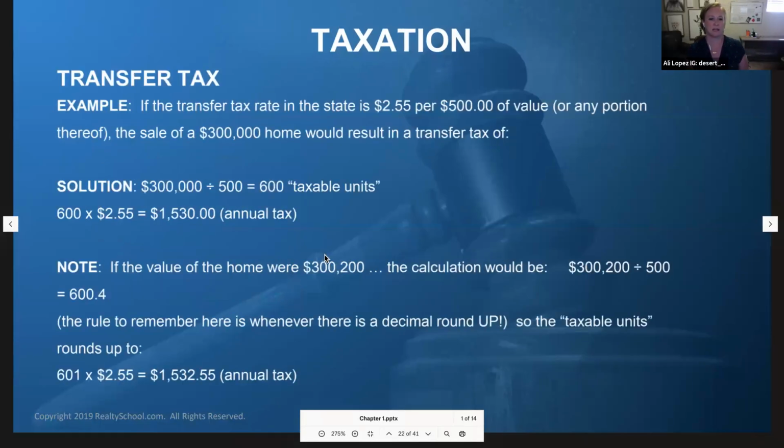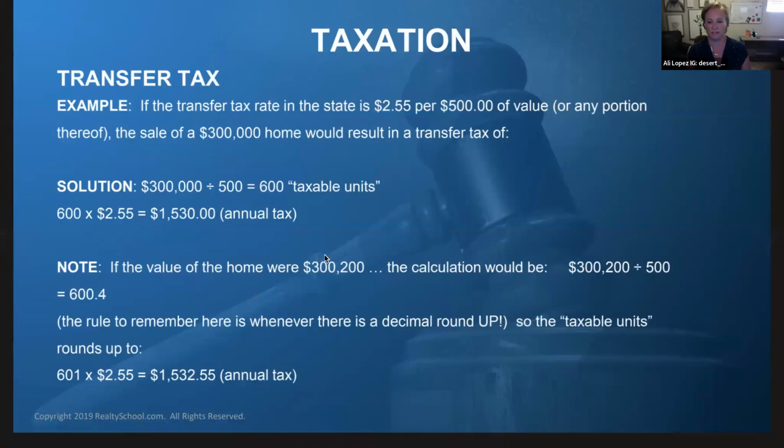Okay, if the transfer tax rate in the state is $2.55 per $500 of value or any portion thereof, the sale of a $300,000 home would result in a transfer tax of what? Okay, we have to find out how many units of $500 are in the $300,000, because each $500 piece of value is going to be multiplied by the $2.55. So if we divide 300,000 as a whole, how many units of 500 are in 300,000? 600. Then we take that 600, which are the taxable units, and you multiply it by $2.55.